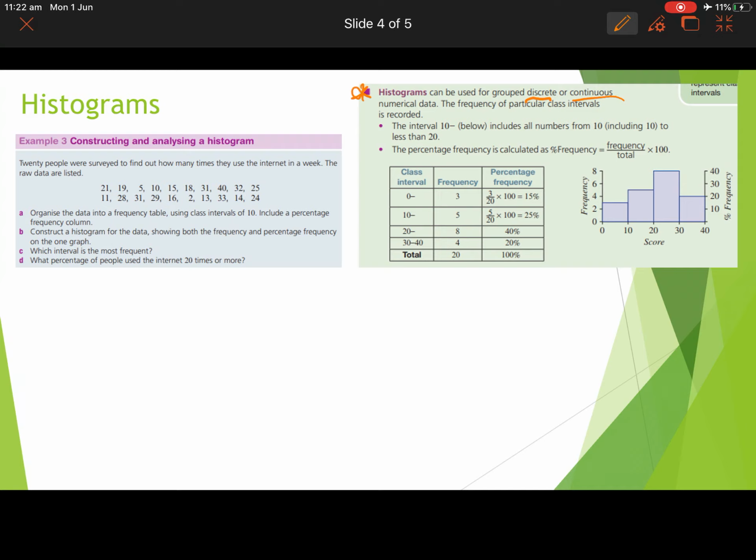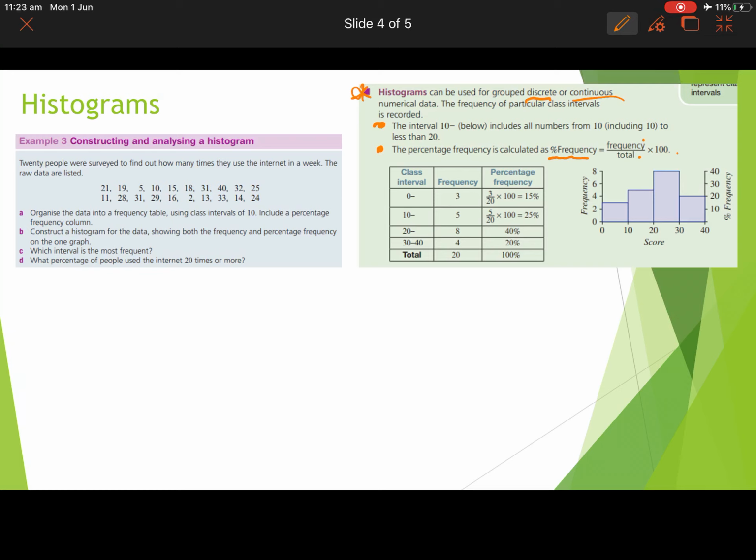Now, the frequency of a particular class interval is recorded. So down here, you've got the interval of 10 dash. That means it includes all numbers from 10, including 10, to less than 20. Okay, so from 10, including 10, up to 20, but it doesn't include 20. So the other thing, we also can find the percentage frequency. So that means the percentage of something happening. To find the percentage of something happening, you do the frequency divided by the total and you times by 100.